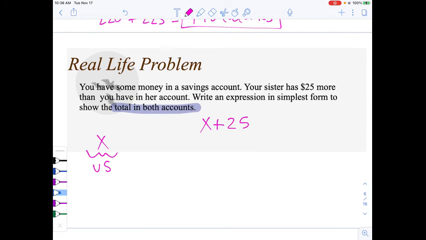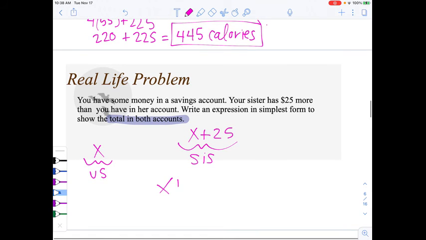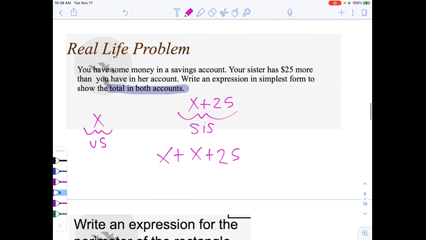So this is sisters. To find the total, all we have to do is add those together. X plus X plus 25. I'm just adding ours and the sister's. And now I can simplify. X plus X is 2X plus 25. There we go.